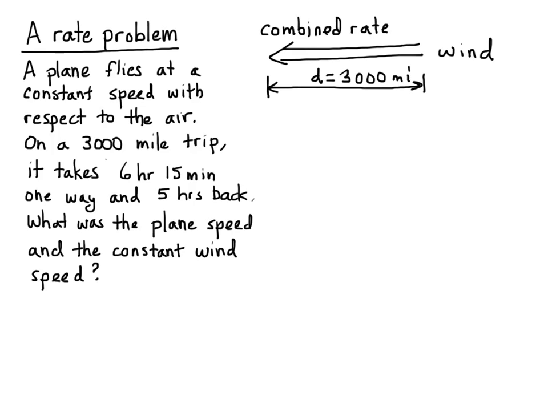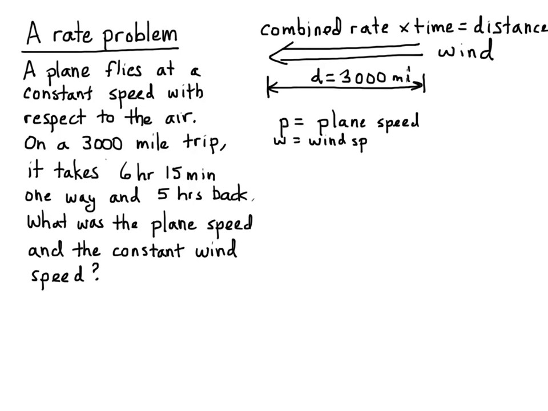label it. The combined rate times the time is the distance. By combined rate I mean the wind speed and the plane speed times the time equals the distance. So if we have p as the plane speed and w as the wind speed, those are logical variables that we can set up, we set up the 2 equations that we're working with. P plus w times 5 equals 3,000. P minus w times 6.25 is 3,000.